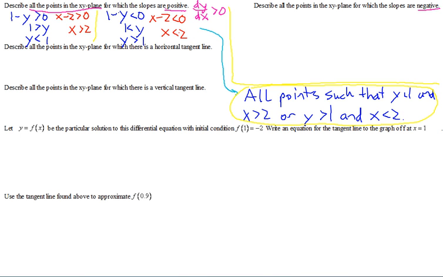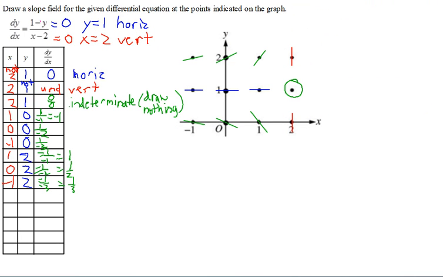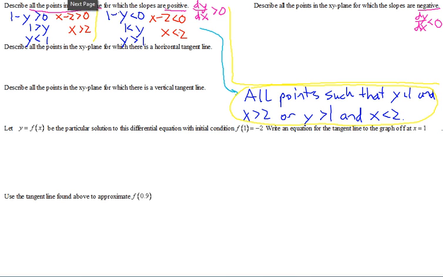All right, and then similarly, when the slopes are negative, dy/dx has to be less than 0, because it already gives you the slope. So here, when you have a fraction, the only way we can get a negative is if one of these is negative and the other is positive. So one possibility is that the numerator is positive. So 1 minus y is greater than 0, and x minus 2 is less than 0. So that gives you, if you add the y, 1 is greater than y, y is less than 1. And you add the 2, x is less than 2.